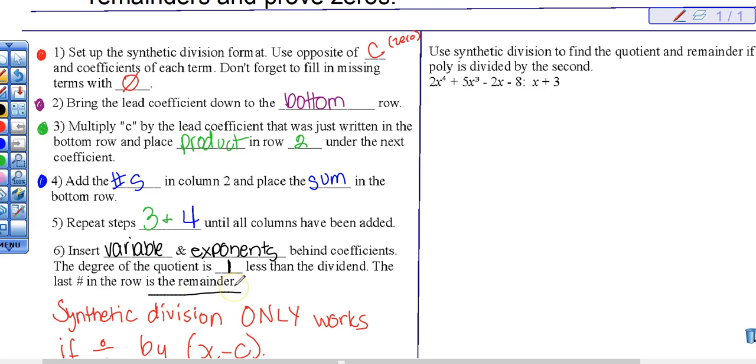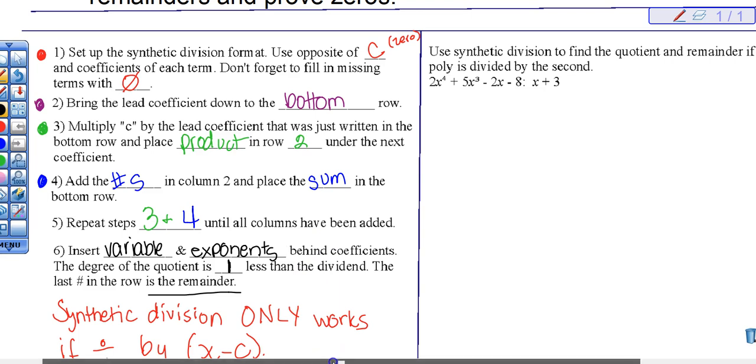Okay? So here's what's cool about synthetic division. Synthetic division isn't even division. It's fake. In synthetic division, you multiply and add. That's what you do. You multiply and add. And you remove all the variables and exponents from the problem, and you just work with numbers. It's kind of nice.